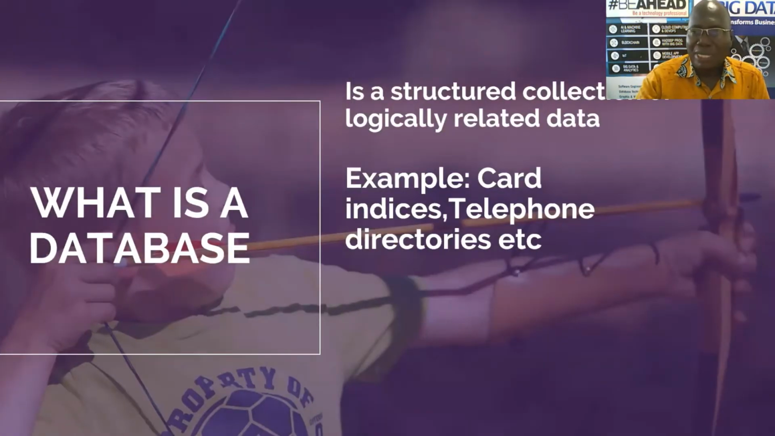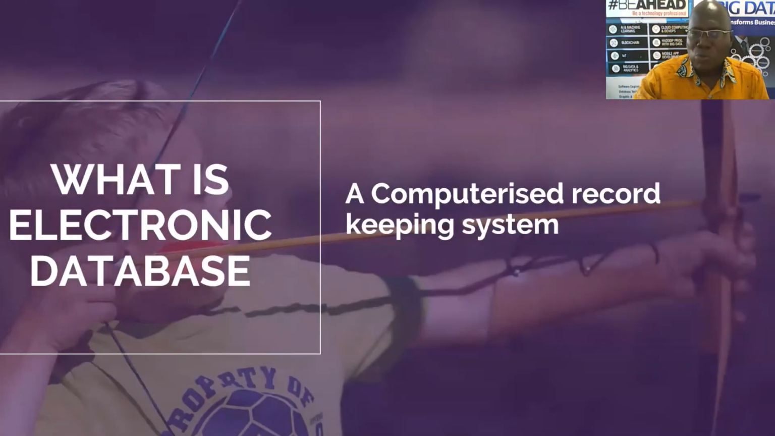Now, a database is a well-structured, logically related data. For example, card indices, telephone directories. Those are some of the examples of databases. Okay? So there's a difference between a database and an electronic database.